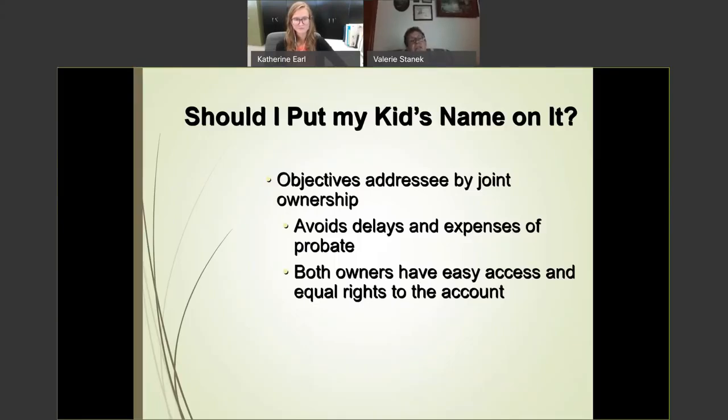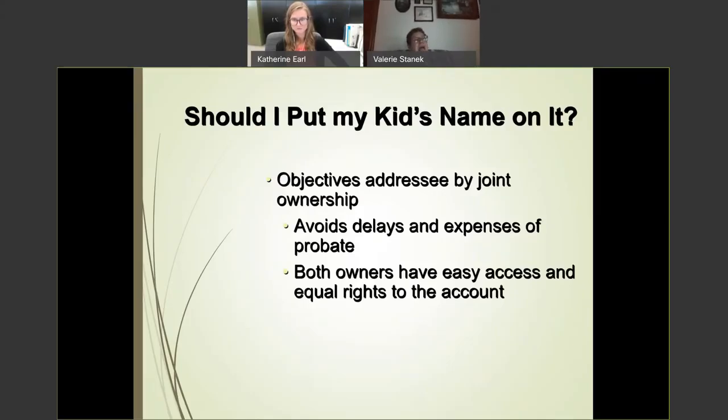Joint ownership also avoids the delays and expenses of probate. So if you own something jointly with your child and you pass away, that asset goes directly to your child without having to go through probate, and it is your child's immediately upon the passing. So very efficient, very cost effective. Also, both owners have easy access and equal rights to the account. That can be a pro and a con, right?